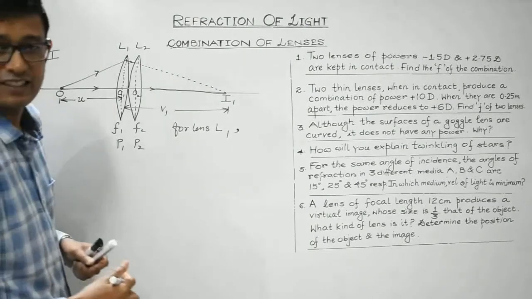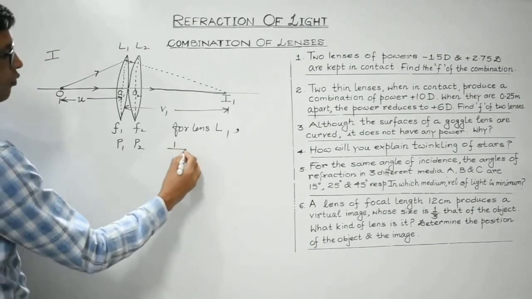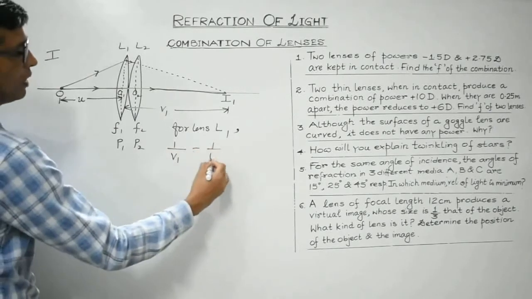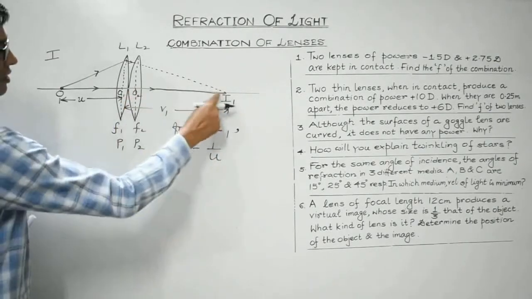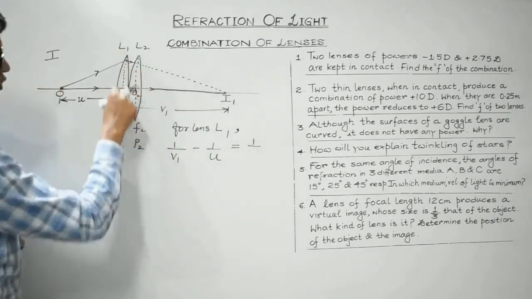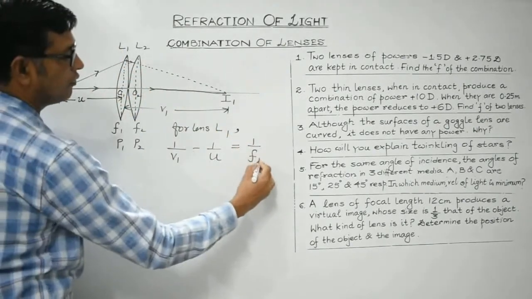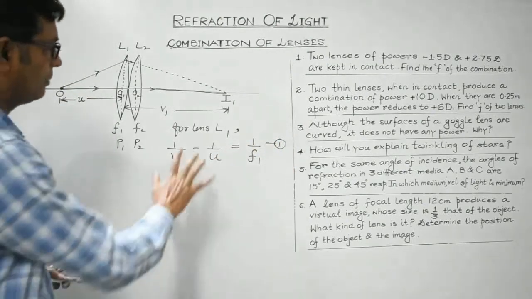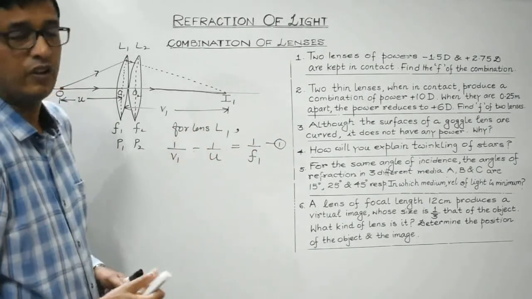So for lens L1, as per the lens equation, what you get is 1 by V1 minus 1 by u, where V1 is the image distance and u is the object distance, is equal to 1 by f1, the focal length of lens L1. Put this as equation number 1. Right, students? Simply make use of the lens equation.